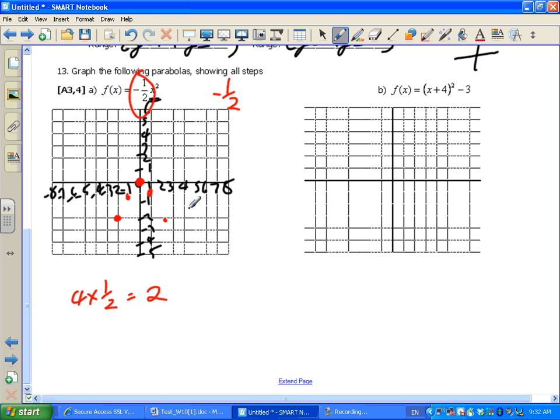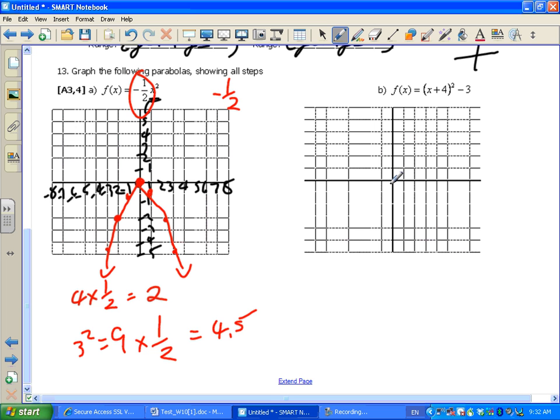And same idea with 3. 3 we normally go over 3. 3 squared is 9. So we go down 9, but we need to multiply that 9 by a half. So we go down 4.5. Over 3, down 4.5. This parabola is compressed compared to our normal one.